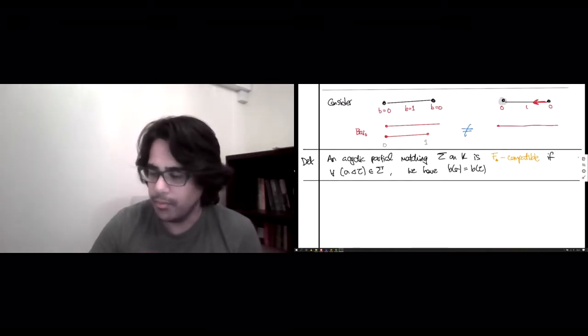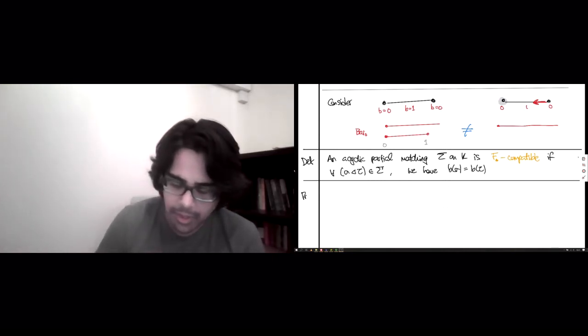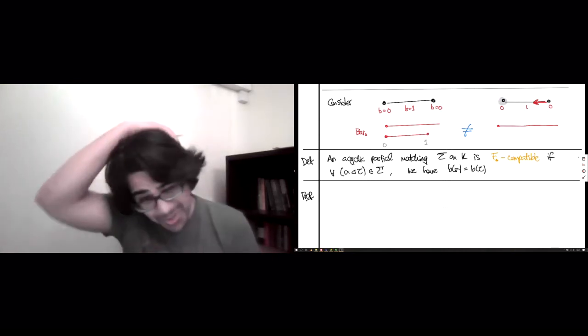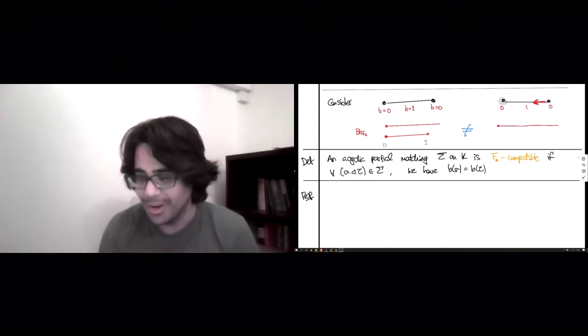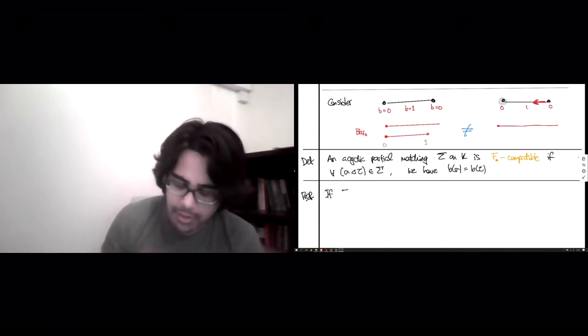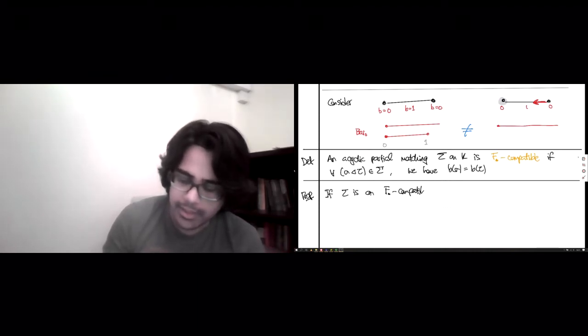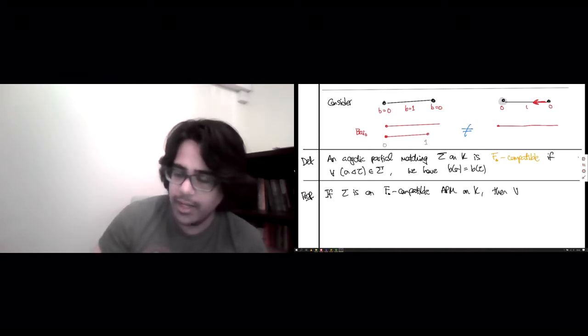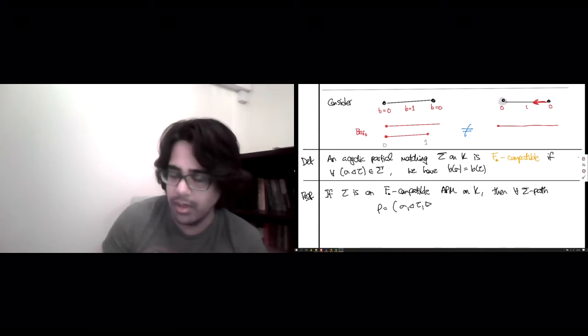So let me begin by saying what the point is. Here's an extremely straightforward result. I'm not sure it deserves to be called a proposition, but we'll call it that anyway. So if sigma is an F-compatible acyclic partial matching on K, then for any sigma path, let's say rho, so remember these look like paired sigma 1 less than tau 1, and then some arbitrary sigma 2 less than tau 2, all the way to m.